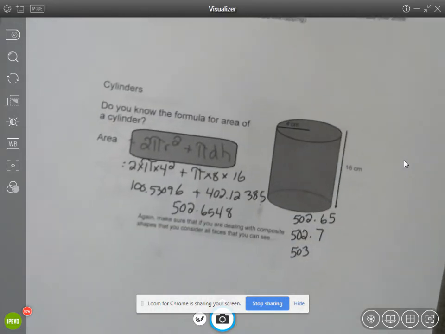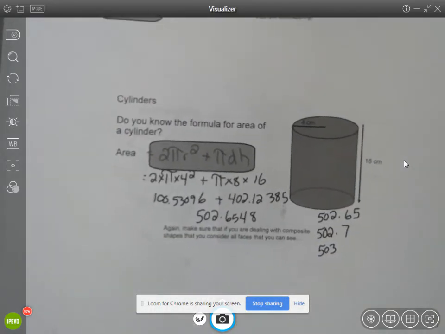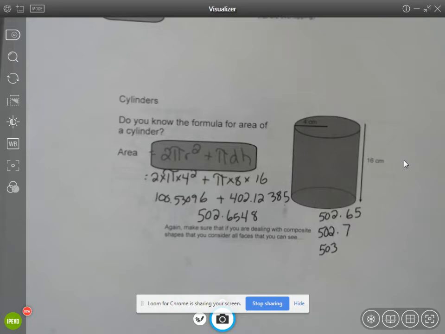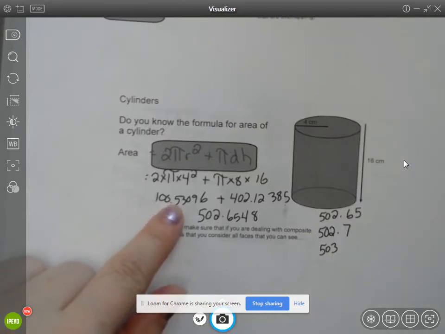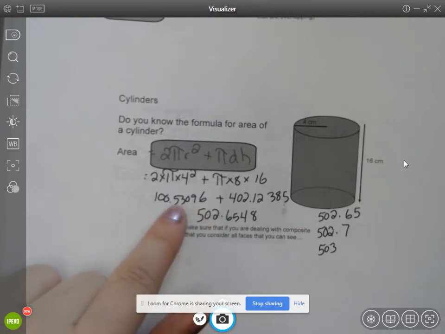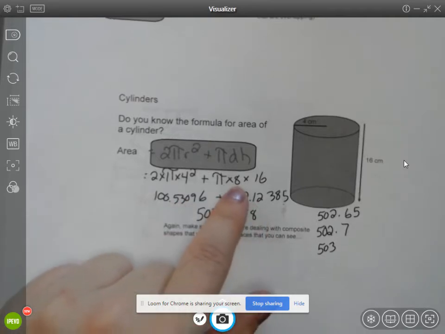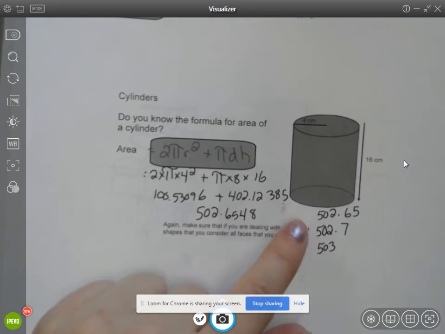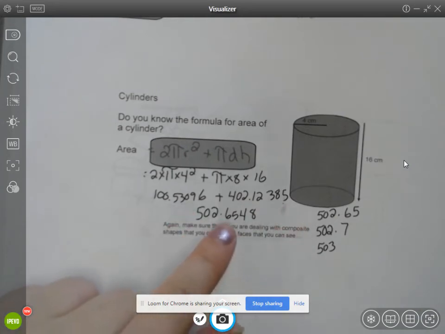So if we review a cylinder, the formula for a cylinder is 2 pi r squared plus pi dh. If we are filling it in, it becomes 2 times pi times 4 squared plus pi times 8 times 16. As you can see, I solved the first half and wrote it down, included a few numbers after, solved the second, once again included a few numbers after to get this. And then here we talked about different ways to round it.